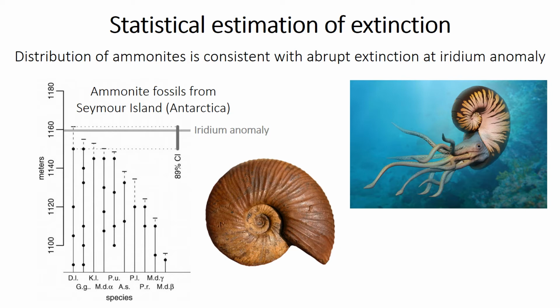So it looks gradual, but because of this sampling effect, and especially because some species are common and some are rare, it's actually probably most likely that all these ammonites did in fact go extinct abruptly and during the asteroid impact. We can never be 100% certain, but that seems like the most likely explanation here.